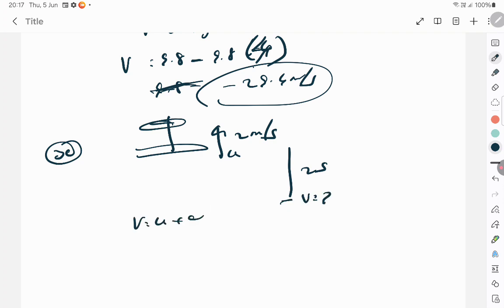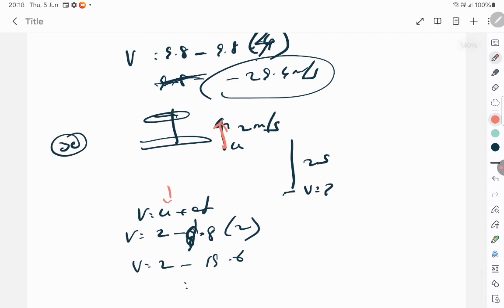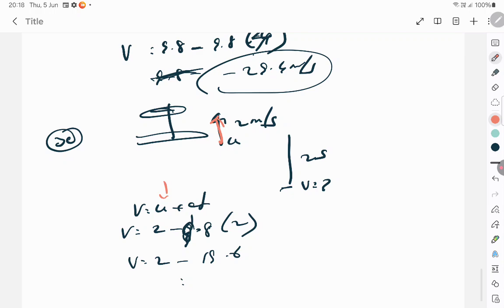We can do v is equal to u plus at. v is equal to u, which is 2 meter per second, plus gravity acting downward, g, which is 9.8 into t. t is 2 seconds. So v is equal to 2 minus 9.8 into 2, which is 19.6. Should it be plus because it is acting downward? No, but initially the helicopter is going upward. When I am taking u to be positive, the gravity has to be negative. Hydrogen balloon going up, helicopter going up. Everywhere you know that u is taken as positive, so gravity has to be taken as negative. So therefore you get minus 17.6 meter per second.